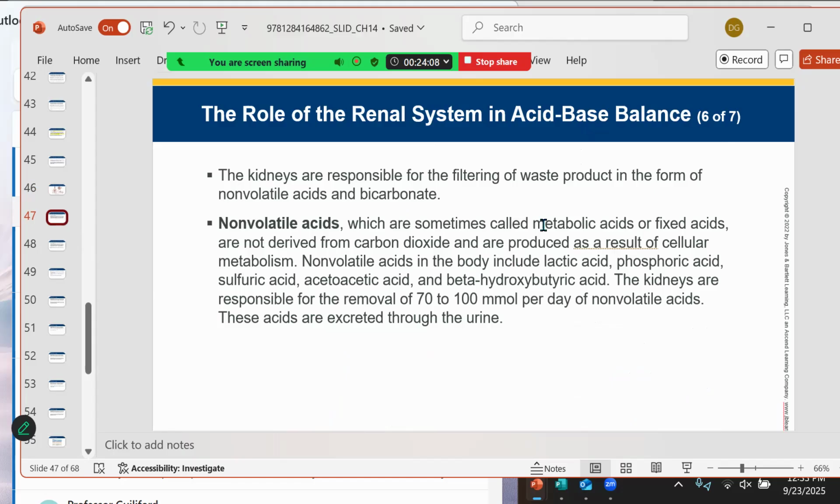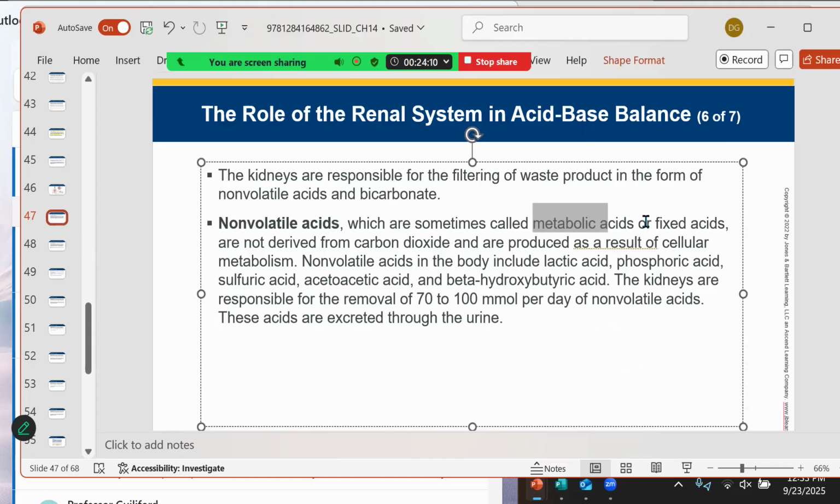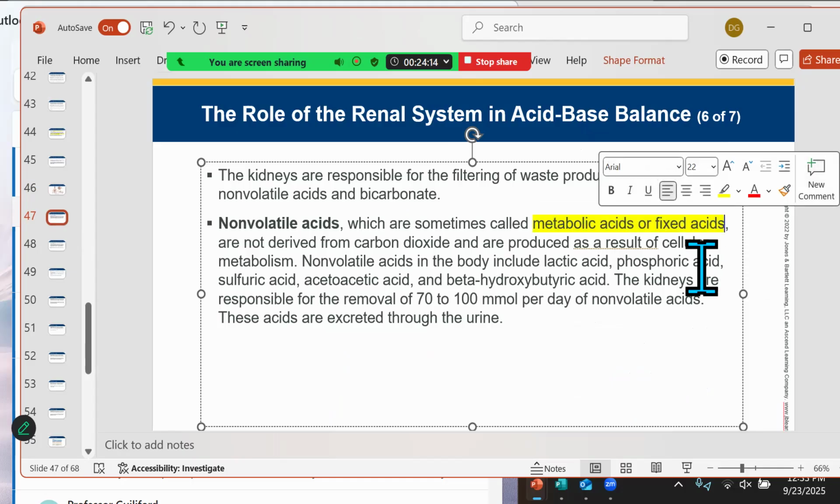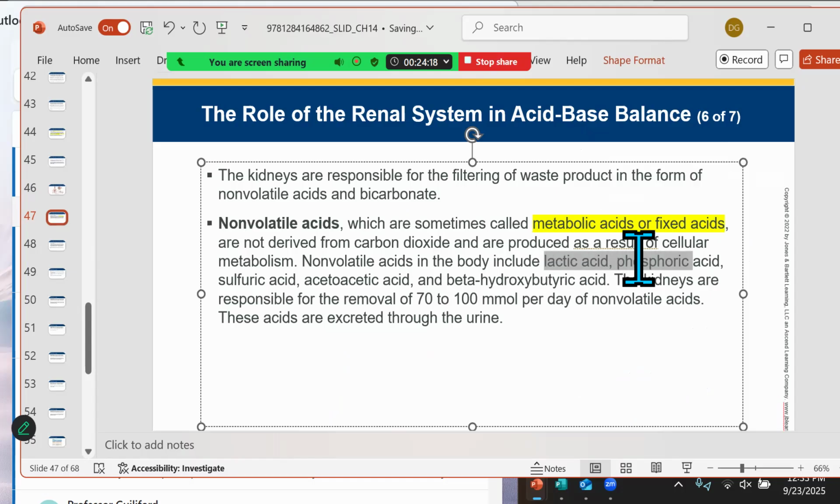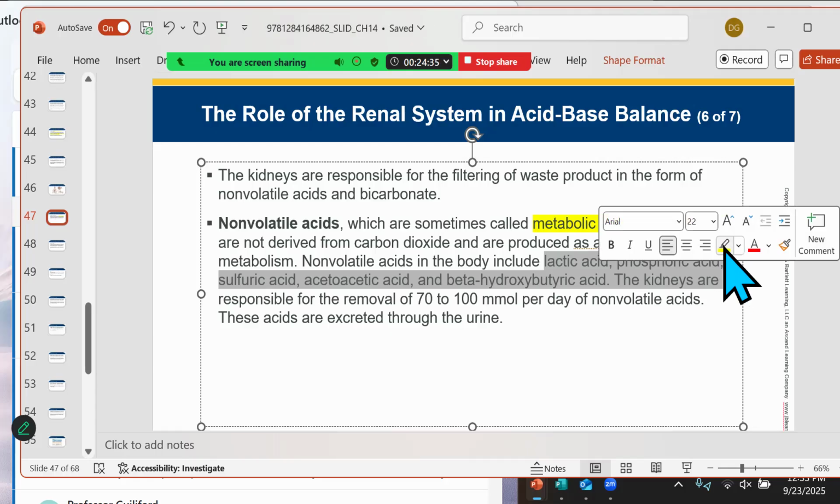Non-volatile acids, sometimes called metabolic acids or fixed acids, are involved with the kidneys. Some examples include lactic acid. You've probably heard of that. When you had a hard workout and you're sore the next day, it's lactic acid that made that happen. Phosphoric, sulfuric, acetoacetic, and beta-hydroxybutyric. Those are all acids, and the kidneys are responsible for removing them.